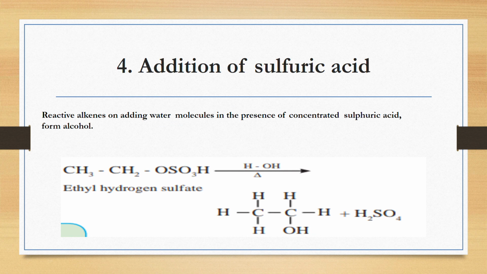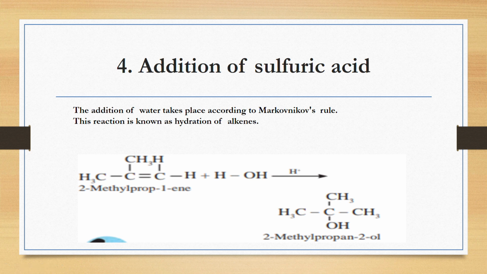So reactive alkenes on adding water molecules in the presence of concentrated sulfuric acid will form alcohols. So here is ethyl hydrogen sulfate, with water it is heated, and this OSO3H group, wherever it is attached, there will get OH group. Addition of water takes place according to Markovnikov's rule.